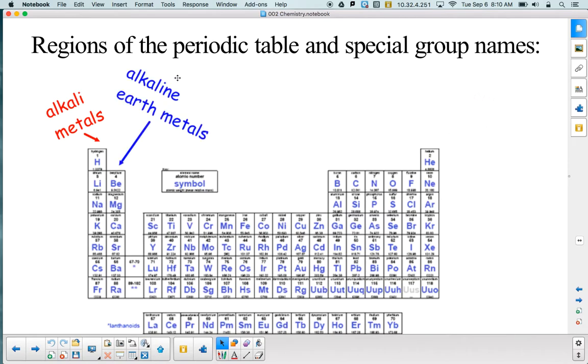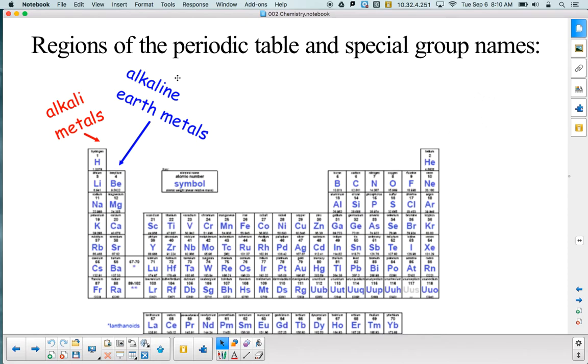The elements in the second column of the periodic table are called the alkaline earth metals. The elements in the first 2 columns of the periodic table are all very reactive and are not found as elements in nature. These 2 families of reactive metals occur naturally only bonded to other elements to form compounds.